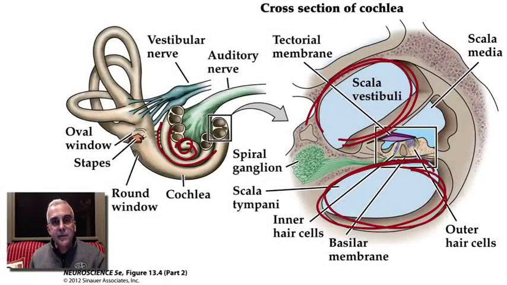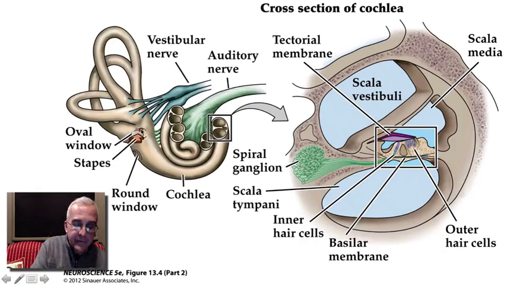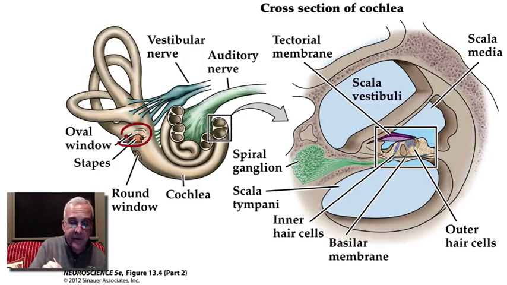So I'd like to now give you a broad overview of the function of this part of the inner ear. We have a little region right here that's called the oval window. And this oval window is the site where the stapes makes contact with the inner ear.